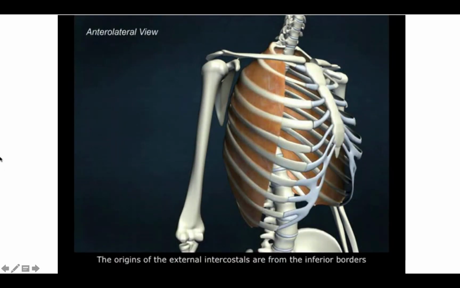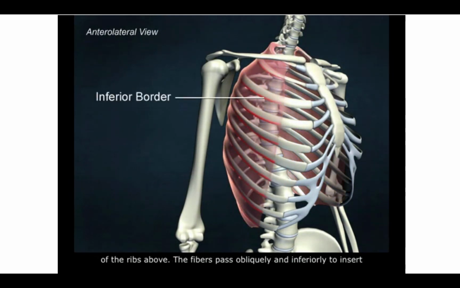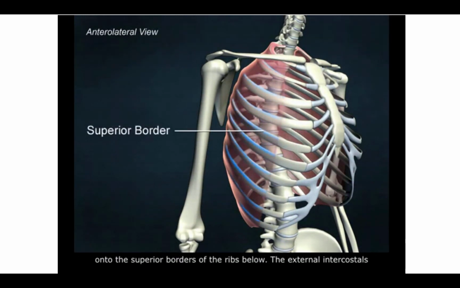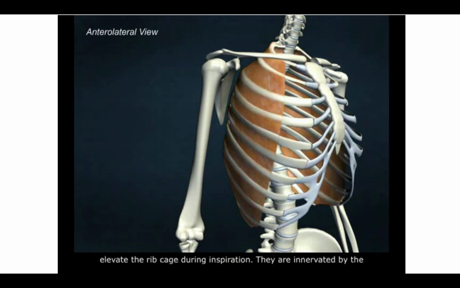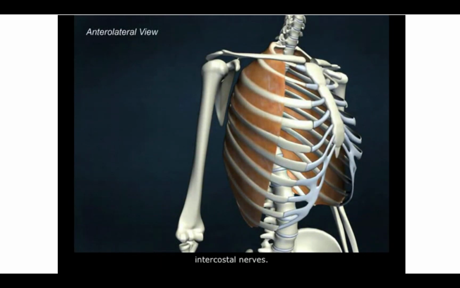The origins of the external intercostals are from the inferior borders of the ribs above. The fibers pass obliquely and inferiorly to insert onto the superior borders of the ribs below. The external intercostals elevate the rib cage during inspiration. They are innervated by the intercostal nerves.